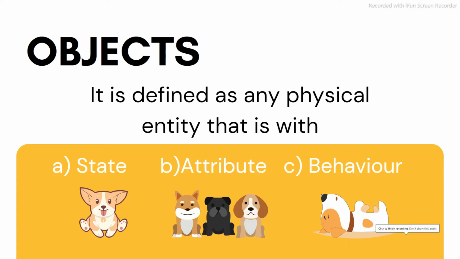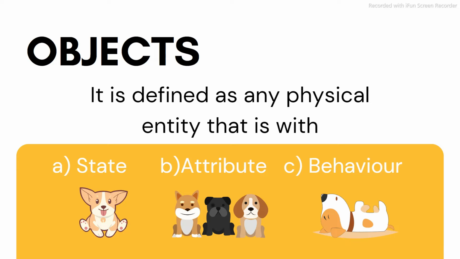Well, now I'm going to discuss objects. When I talk about objects in object-oriented programming, these are nothing but a physical entity that can be defined with a state, attribute, and behavior. What do you mean by that? For example, if you take the dog, the animal, as an object, here is the name of the dog.